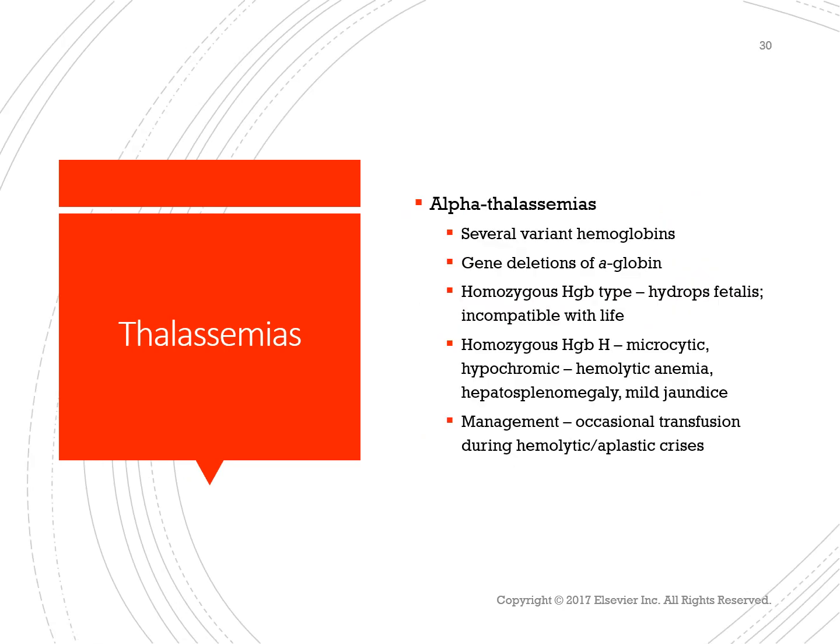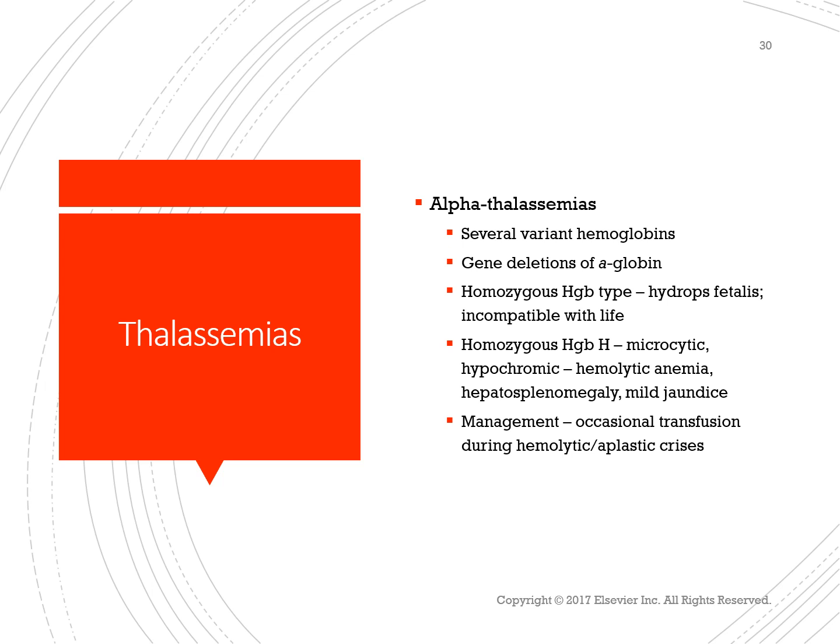So our alpha thalassemia, there's going to be several variant hemoglobins, and we're going to see gene deletions of the alpha globin. If they have homozygous hemoglobin type, then that's when we see hydrops fetalis, and that is incompatible with life.